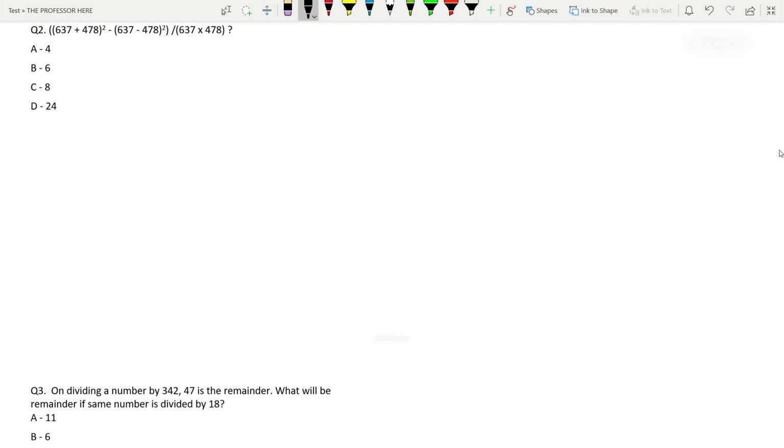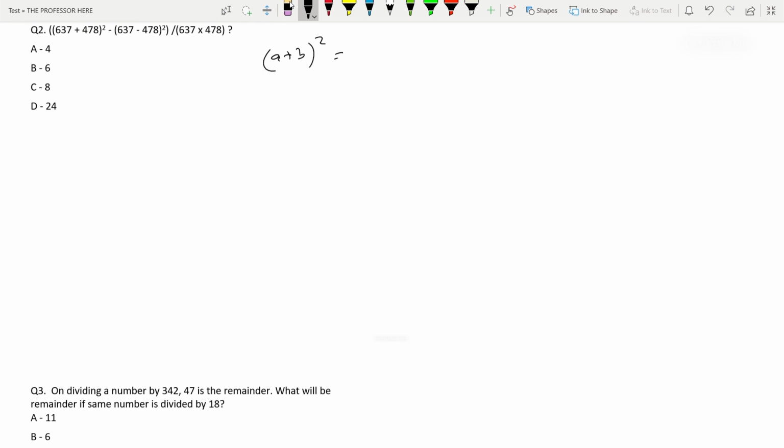637 plus 478 whole square minus 637 minus 478 whole square, all divided by 637 into 478. So obviously you cannot just add these numbers then find the square. It is too large and it will take a lot of time. It is not at all feasible. So before moving on to this question, let me give you some expansions. Most of this you will already be aware of.